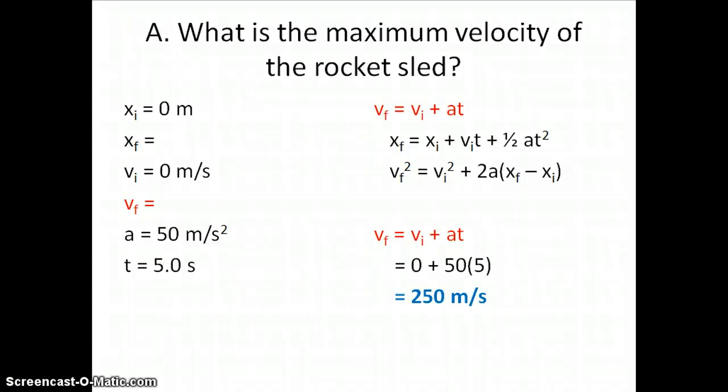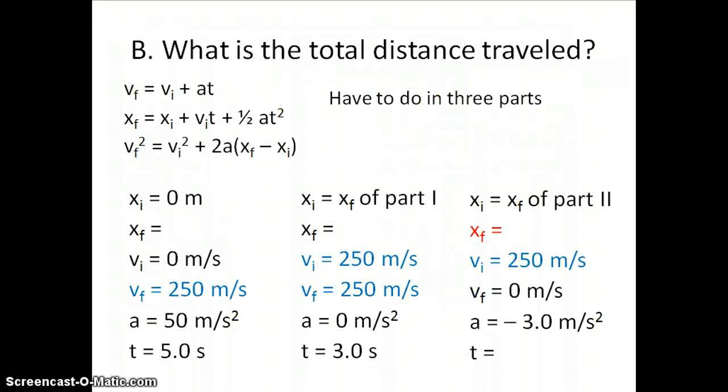Now we can input that information according to what we had before. So we know our final velocity here, which we just found, is equal to our initial velocity here, which is the same as our final velocity because our acceleration is 0, and our initial velocity for part 3. So now let's do part B.